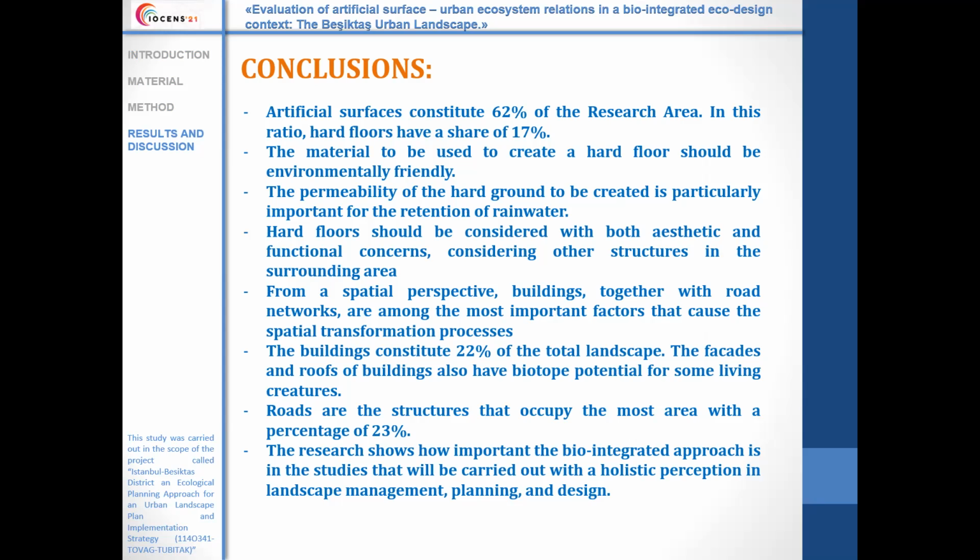From a spatial perspective, buildings together with road networks are among the most important factors that cause spatial transformation processes in the area. They have an effect that can change the landscape structure, starting with perforation and dissection, up to fragmentation and attrition. However, they also damage the landscape functions, especially by changing microclimatic formations. High-rise block buildings and wide roads create unexpected wind corridors by forming a barrier to the air currents or directing them with their linear structures. The shadows created by high-rise buildings can also cause microclimates in their immediate surroundings.